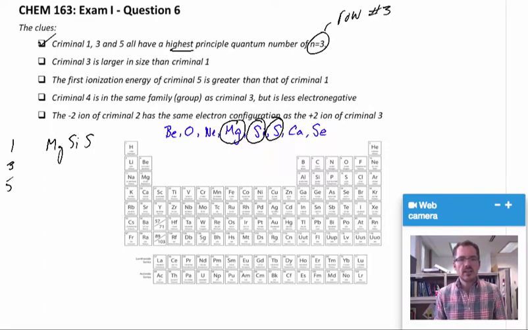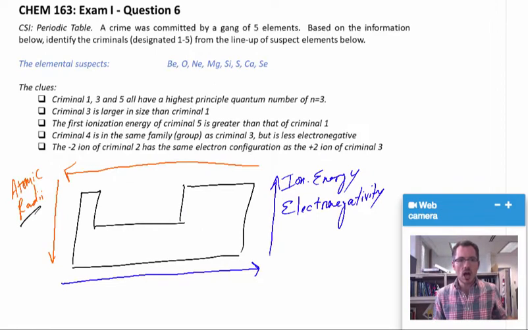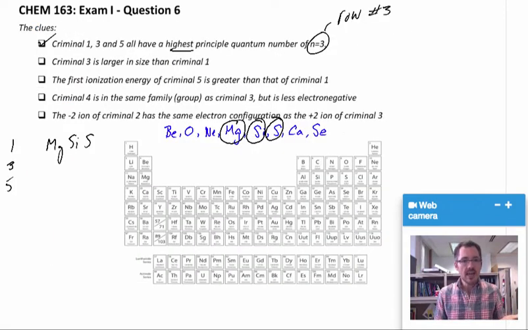The second clue states that element 3 is larger in size than element 1. So if I go back to that previous slide, I'm looking at my atomic radius trend, which means as I go from right to left, my atomic radius is going to get bigger. Looking at period number 3, at elements 3 and 1, they're the n equals 3 elements. So looking at the comparison, magnesium is far left, silicon's in the middle, and then sulfur is far right. So magnesium is greater than silicon, and that's greater than sulfur.